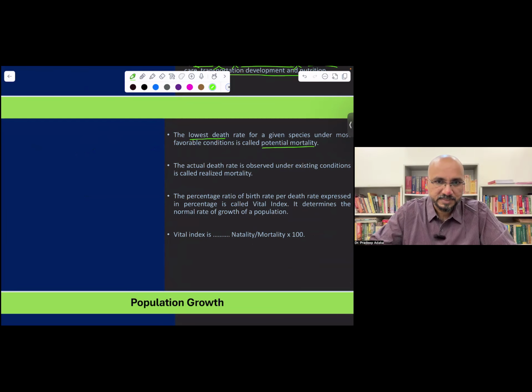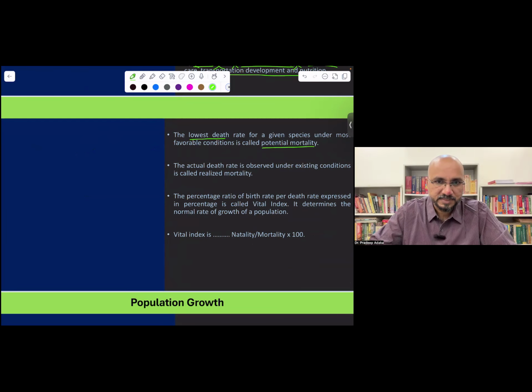Immigration, that is, more individuals are moving into the population. So immigration will increase the population. Emigration is where individuals are moving out of the population to some new area. So emigration will again decrease the population. Immigration and emigration are of permanent nature.